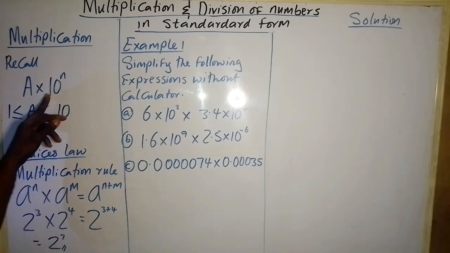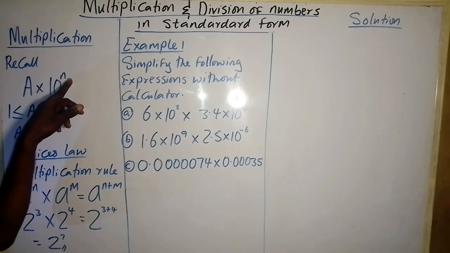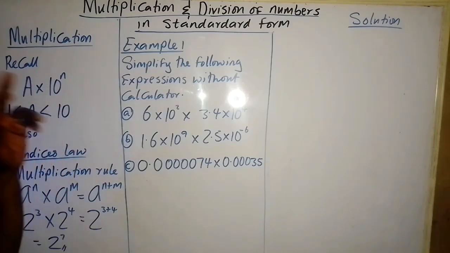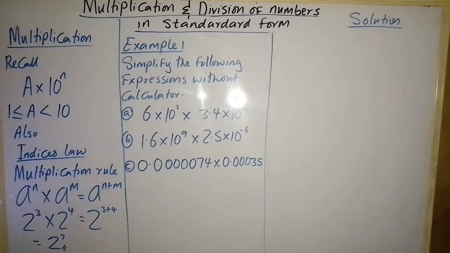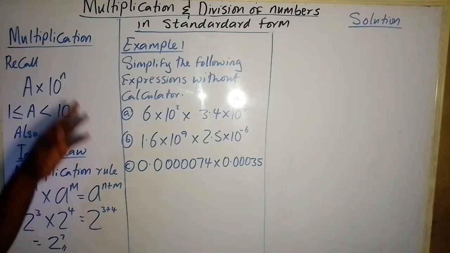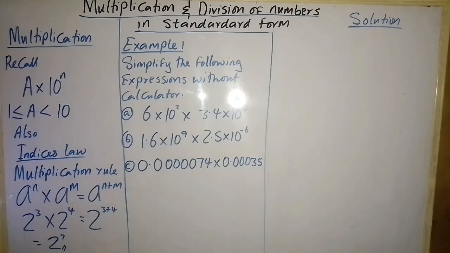We have this 10 to be your base, and your n is your exponent, which could be positive or negative, and it can also be called an integer.